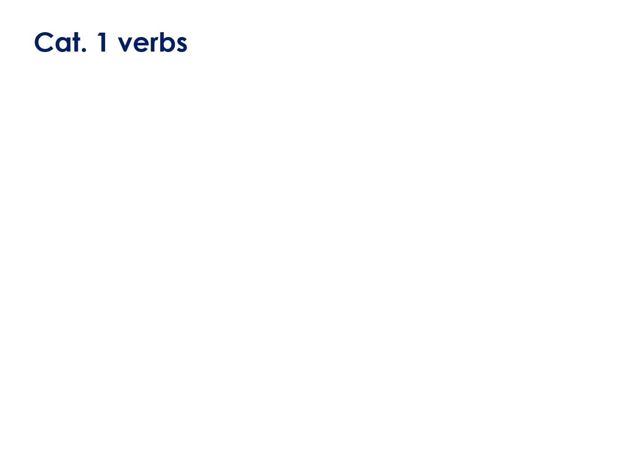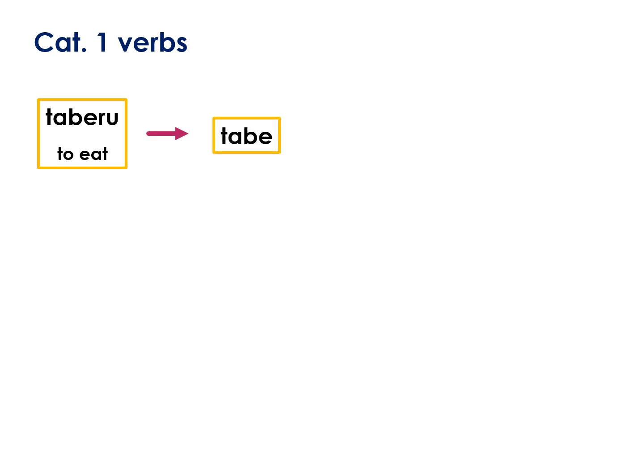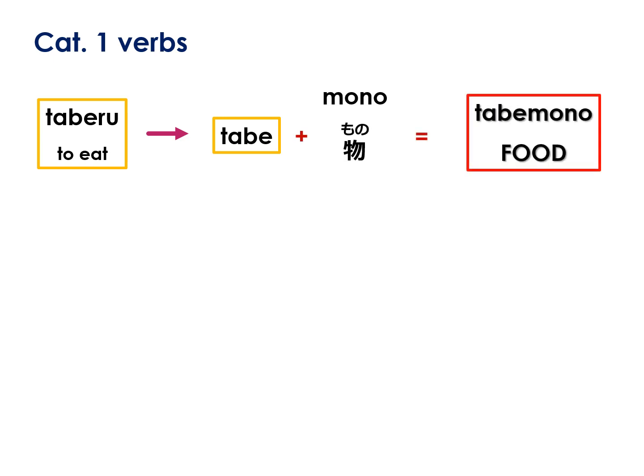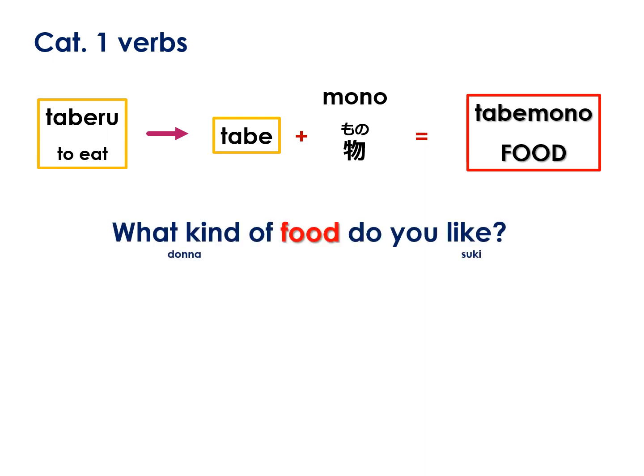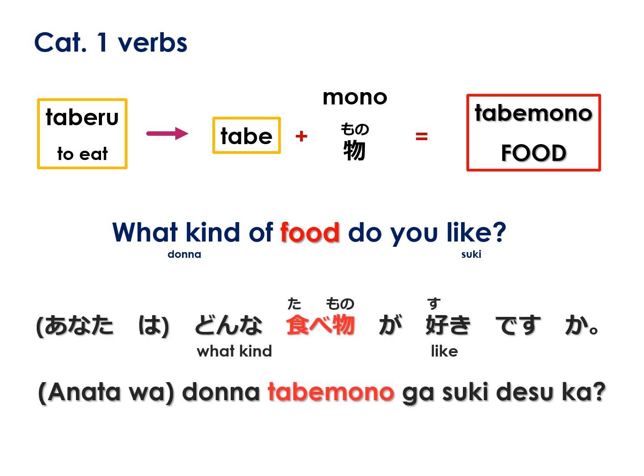Let's look at some examples for each verb category and then try to learn as many of these mono conjugations as you can. Our first example is the verb taberu, which is a Category 1 verb. It means to eat. Drop the ru forms tabe, which is the conjunctive, and adding mono, we form tabemono, which means food. And using it in a sentence, what kind of food do you like? In Japanese, anata wa donna tabemono ga suki desu ka?